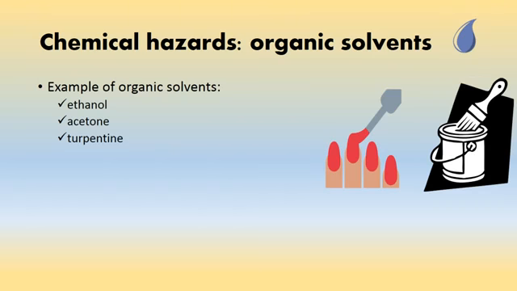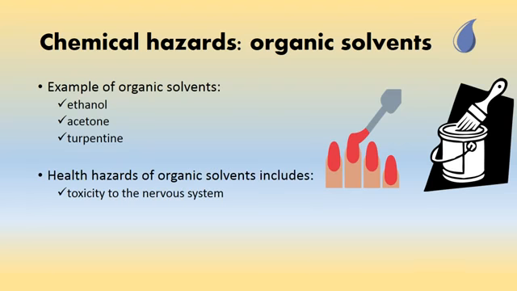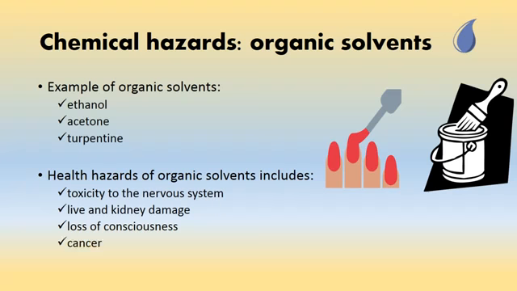removing paint. Health hazards of organic solvent include toxicity to the nervous system as well as damage to organs such as liver and kidney. Acute exposure to certain organic solvent can often lead to loss of consciousness. Prolonged exposure of organic solvent is also linked to high incidence of cancer.